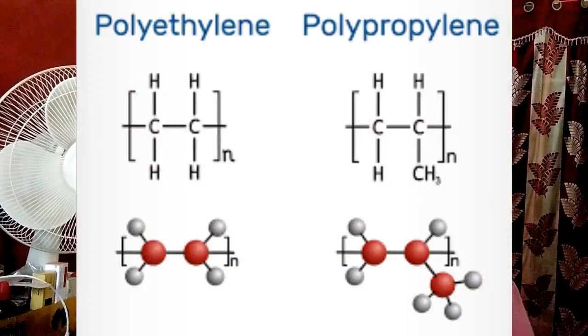Next point is, what is polyethylene used for? Polyethylene is typically used for plastic bags, food and drink containers, and medical applications like knee joints. Polyethylene's chemical structure consists of repeated monomers made from carbon and hydrogen atoms.